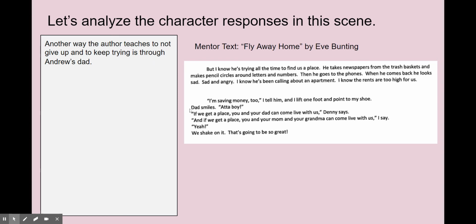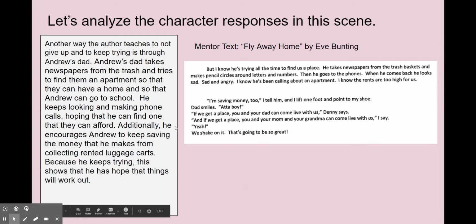So I read this part and I think, how does this show that Andrew's dad is not giving up? And there's a lot of it. His dad keeps trying to find an apartment, even though he calls and he calls and he calls and the rents are too high. They can't afford them. And then Andrew says he's saving money too, and dad encourages that. So even in these really, really hard times, both Andrew's dad and Andrew are not giving up.